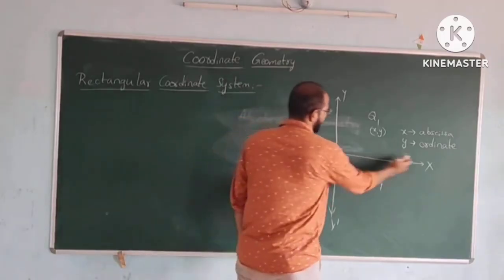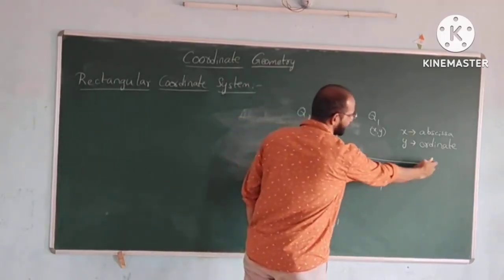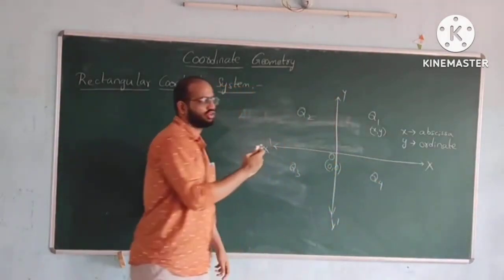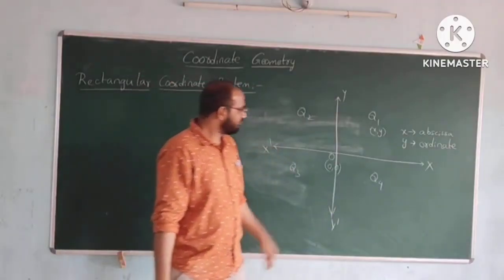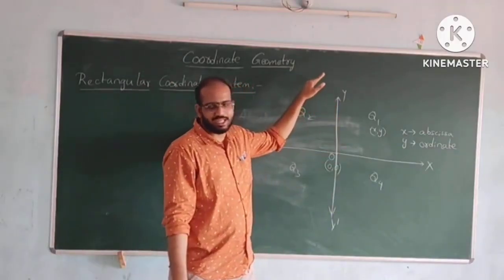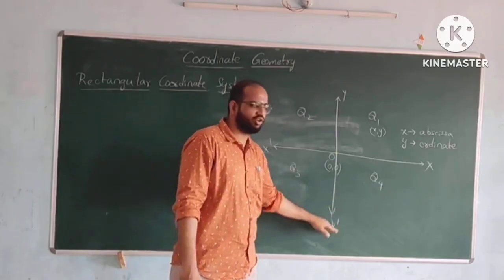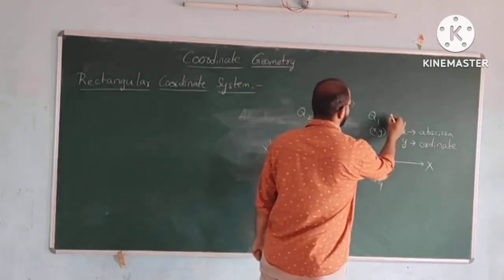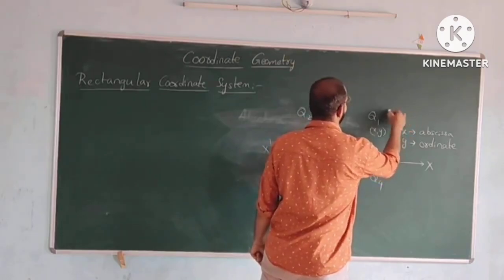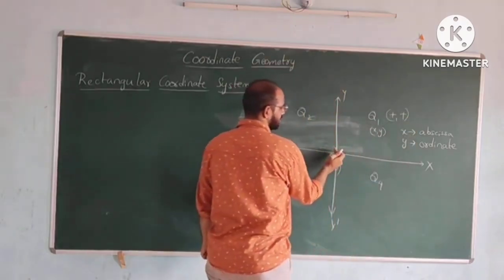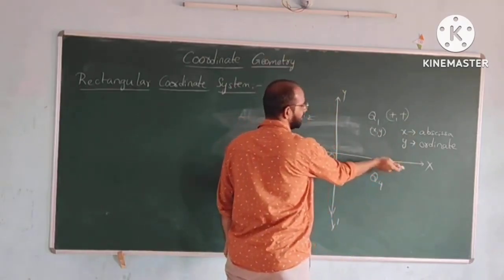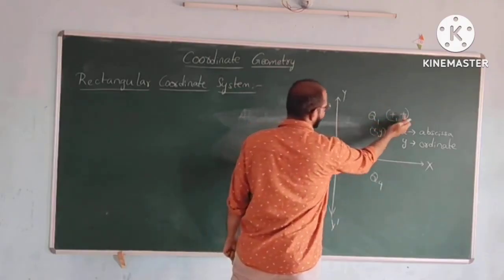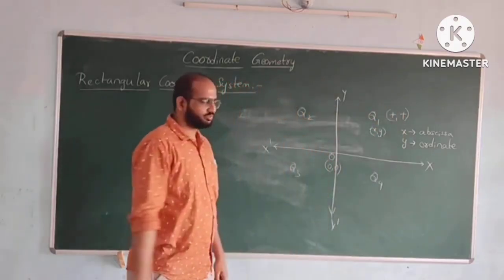If we move to the right side, then the x-coordinate value increases. If we move to the left side, the x-coordinate value decreases. If we move upward, then the y-coordinate value increases. If we move downward, the y-coordinate value decreases. By this, we can tell that in the first quadrant, both x and y are positive, because we are moving right and upward.